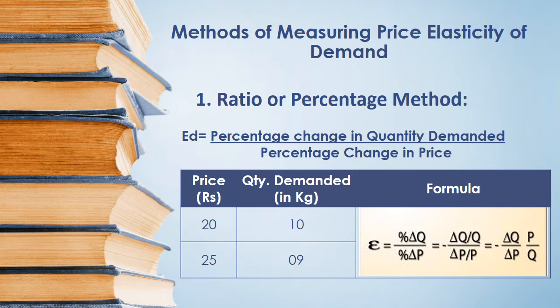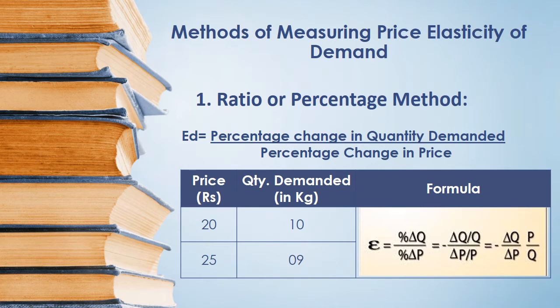Now we'll calculate by how much percentage it is changing. If you put all the numbers in the formula, how much is the quantity demanded changing? By 1 kg. And how much is the change in price? It is 5, right? So 1 divided by 5, you'll get 0.4. 0.4 is less than 1. The elasticity of demand is less than 1. So we can say that the demand is relatively inelastic.